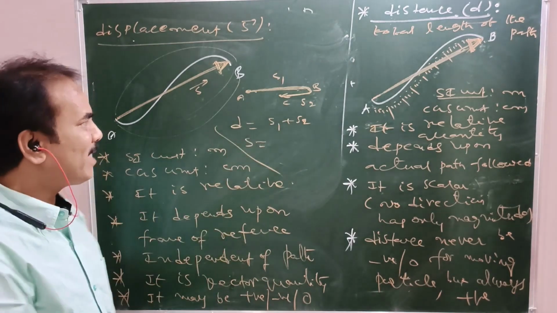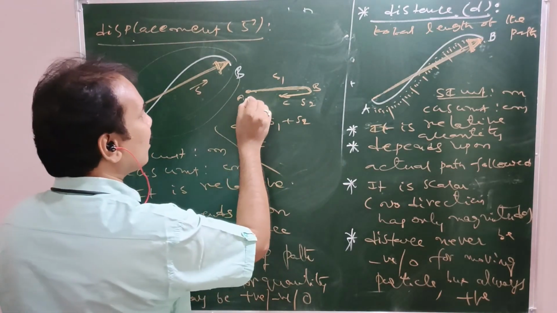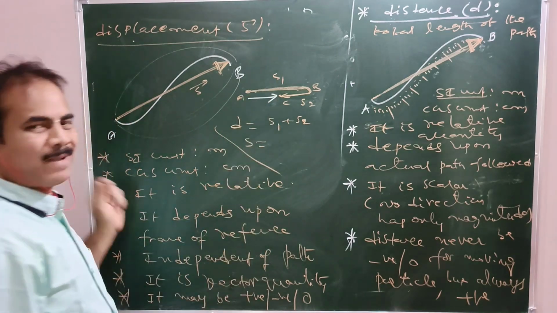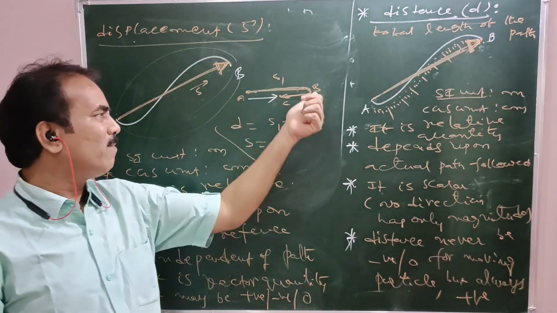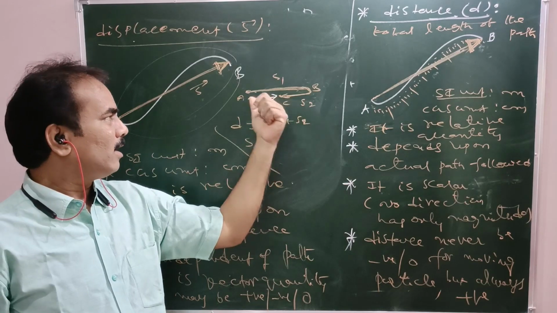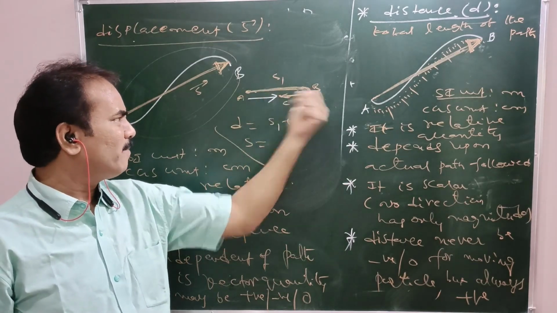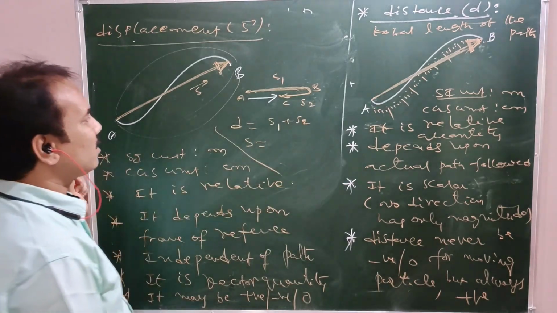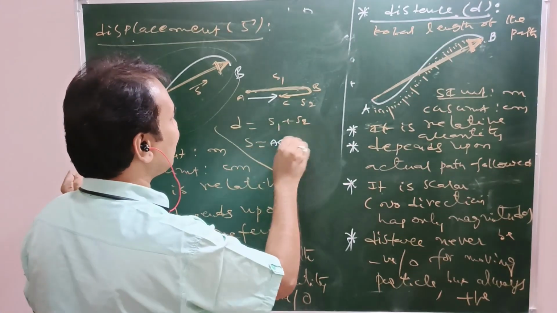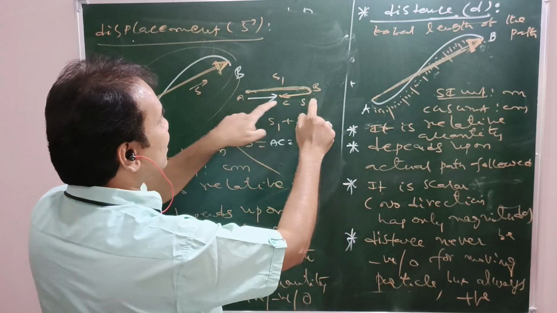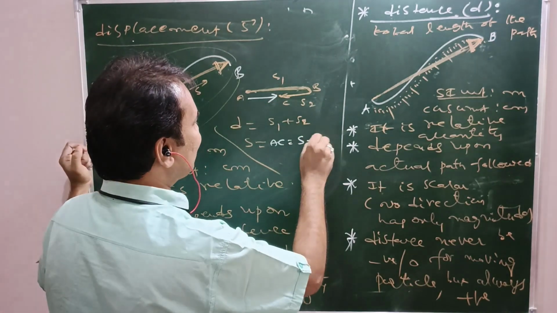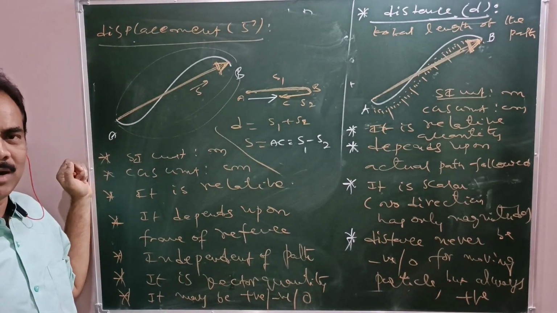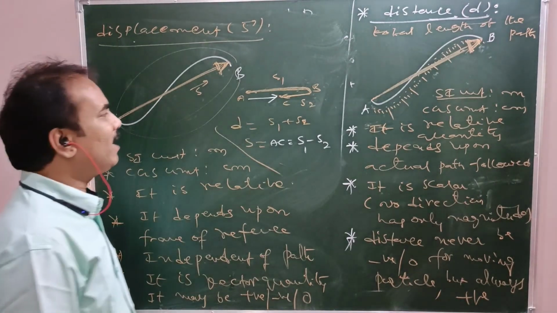Now, a line segment drawn from A to C, this AC bar itself is the displacement. It's not AB, it's not BC. Now, what is meant by displacement? AC only. AC in the sense S1 minus S2, that's all. This is what displacement is. Am I right?